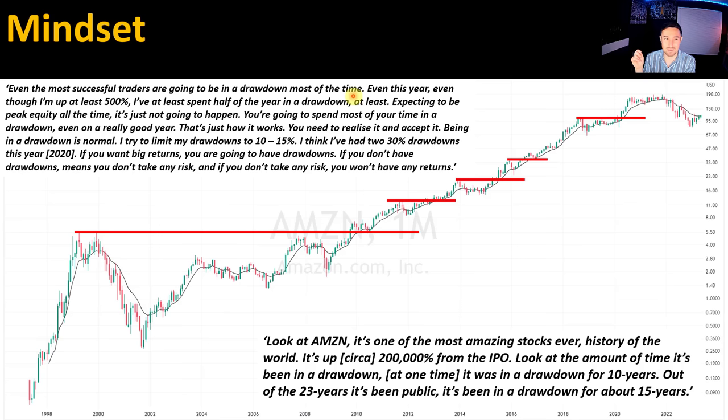Even this year, even though I'm up at least 500%, this is 2020, I've spent at least half of the year in a drawdown. So in 2020, QULLAMAGGIE at this point is up 500%, and half the year he's been in a drawdown. Expecting to be at peak equity all the time is just not going to happen. You're going to spend most of your time in a drawdown, even on a really good year. That's just how it works. You need to realize it and accept it.